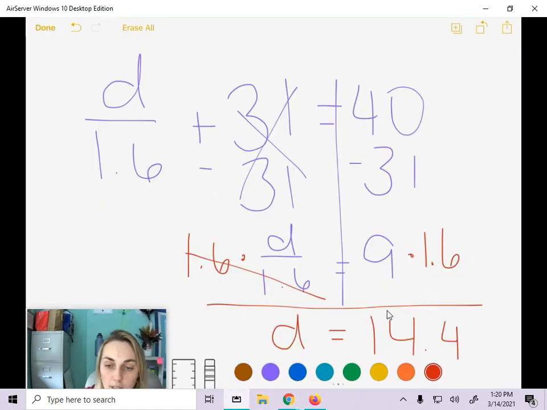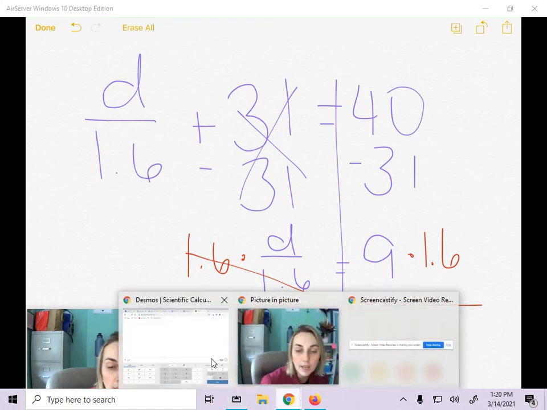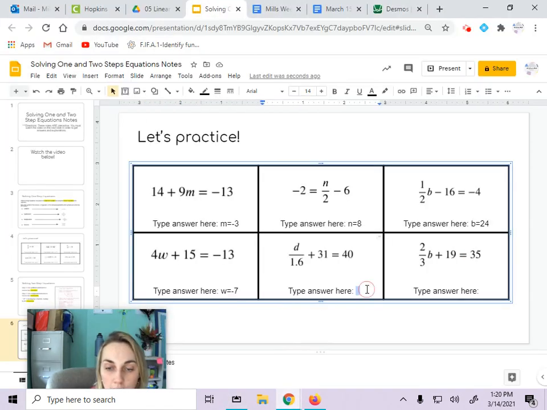And there you go. That is our answer. D is equal to 14 4/10. So I'm going to go ahead and put this into our answers. D is equal to 14 4/10.